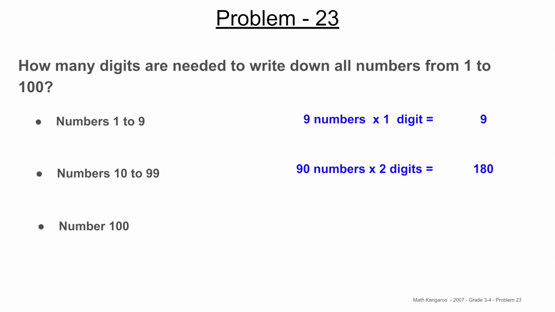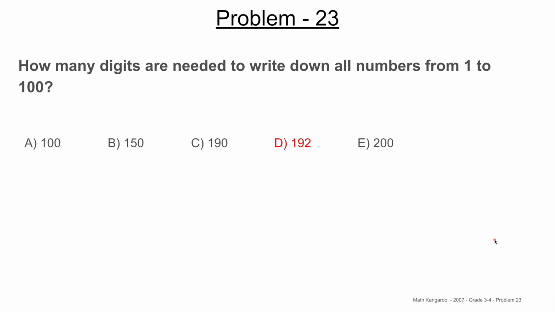Group 3, number 100. This is the only 3-digit number. So one number times 3 digits gives us 3. We sum 9, 180 and 3, which gives us 192. And this is our option D. So how many digits do we have? 192.